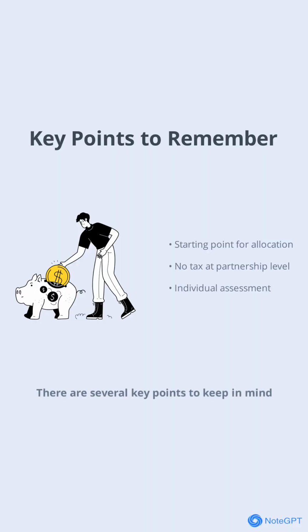There are several key points to keep in mind. First, provisional adjusted income is the starting point for allocating income among partners. It's computed before considering partners' salaries or interest on capital. The partnership's adjusted income is distributed, not taxed, at the partnership level. Each partner is individually assessed on their share, ensuring fair and transparent allocation.